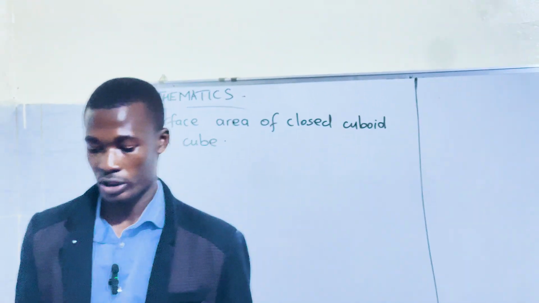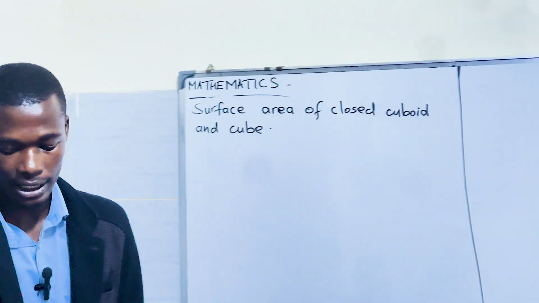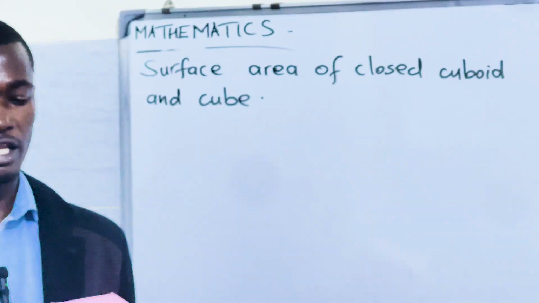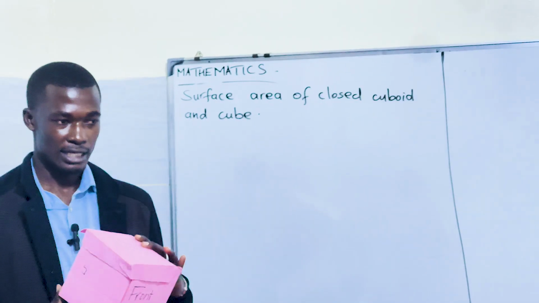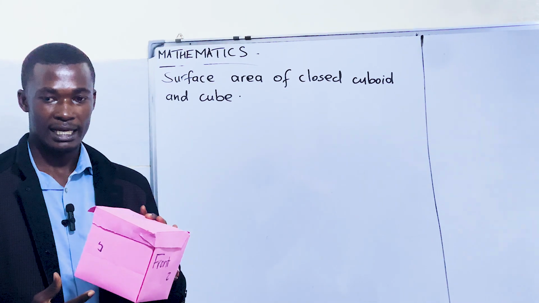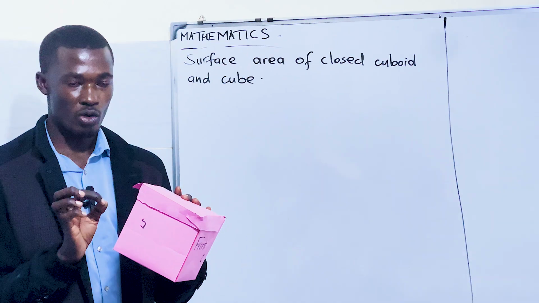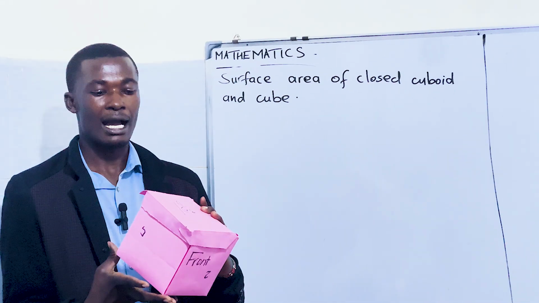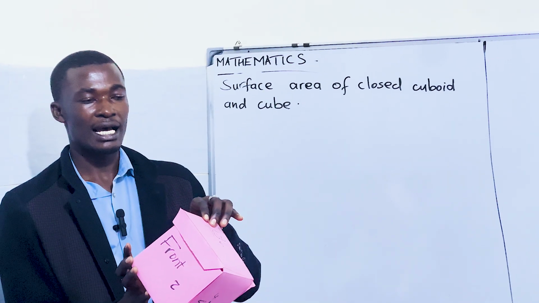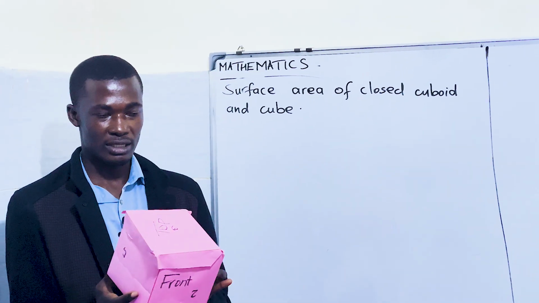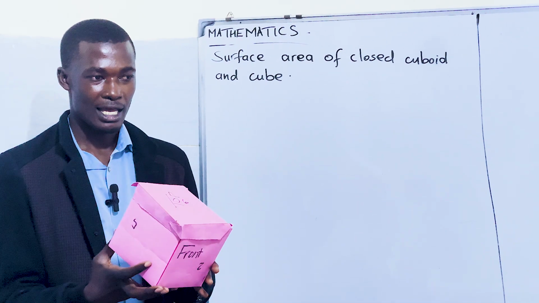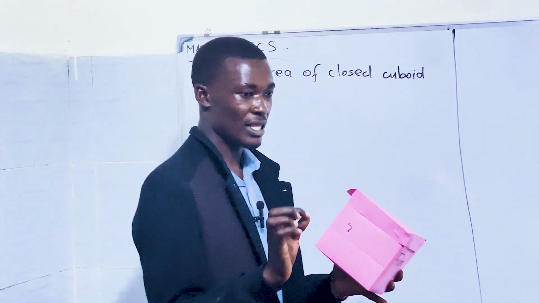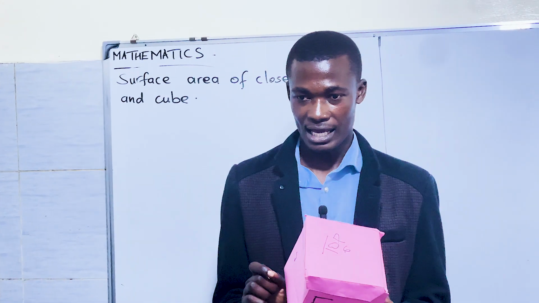So we are talking about the area of a closed cuboid and cube. Here we have an example of a 3D object, which we call a cube. We may be given a closed cube or an open cube. A closed cube is one that has all the faces. Cubes and cuboids, when they are closed, are supposed to have a total of 6 faces. Are we together?